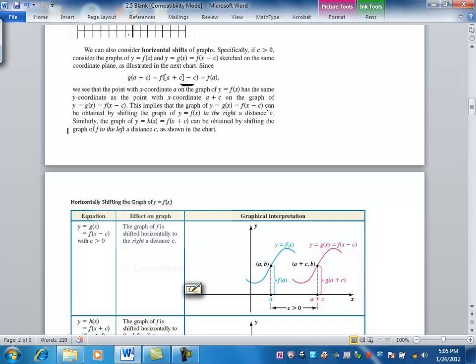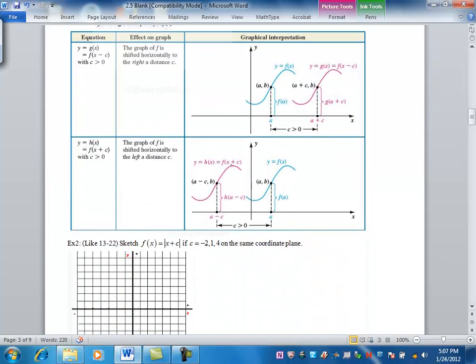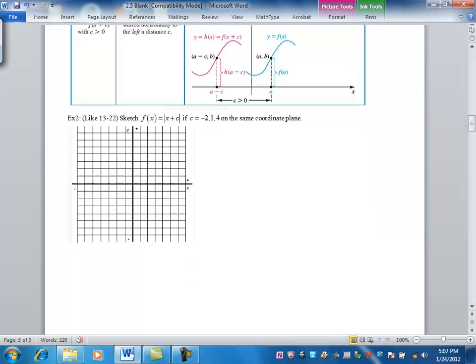the graph of y equal g of x equal f of x minus c can be obtained by shifting the graph to the right a distance of c. So if we have x minus c, and we're always assuming here that c is positive, we're going to the right. If I have x plus c, this graph can be obtained by shifting the graph of f to the left a distance of c units. And we'll notice here in the chart, as we look at the blue graph and then f of x minus c, that actually shifts us to the right c units. And here, if we have f of x plus c, this actually shifts our blue graph to the left c units.